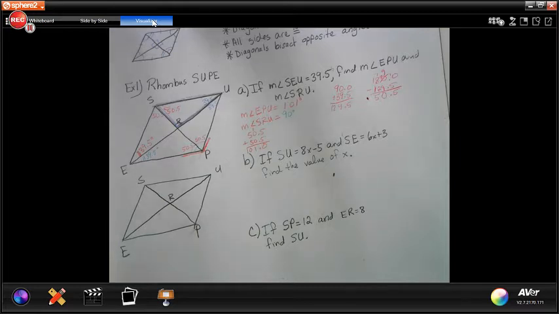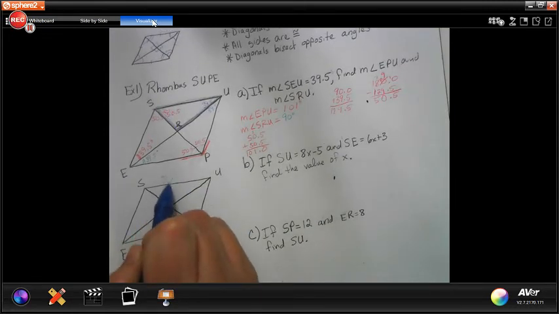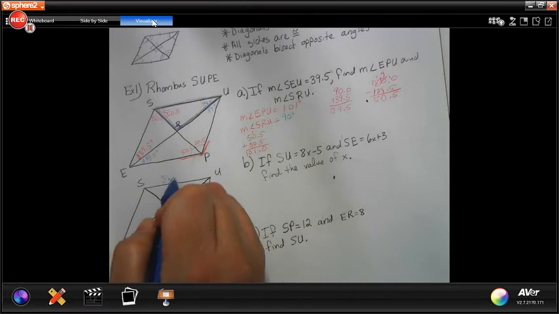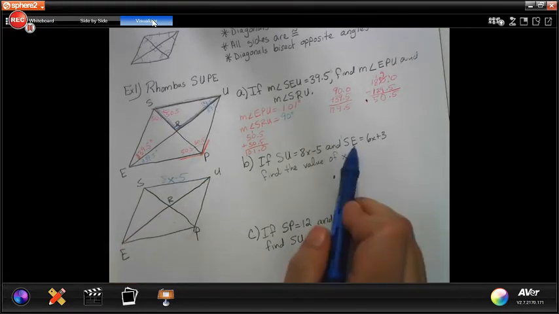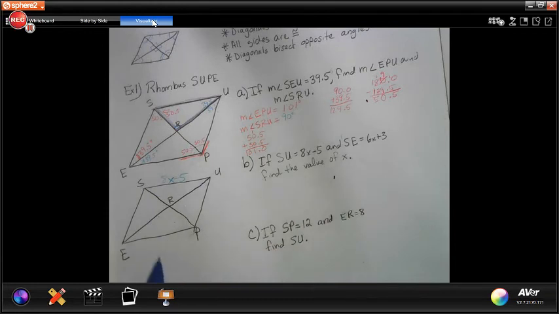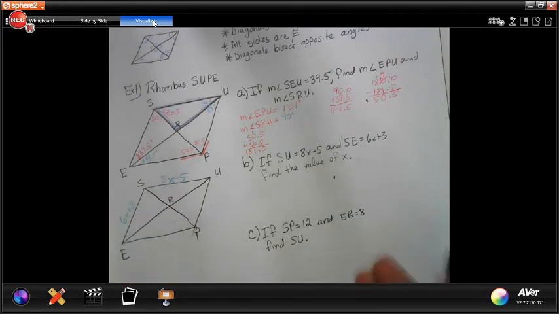Okay, so now we fill in the new information. So the new information, let me get a color here. SU is 8x minus 5. SE is 6x plus 3. And this says to find the value of x.